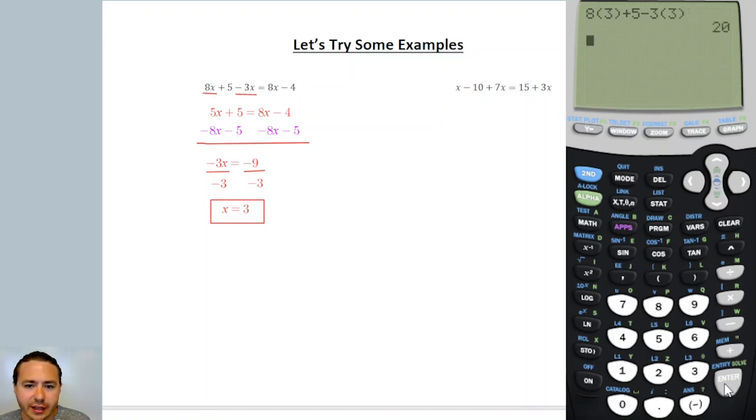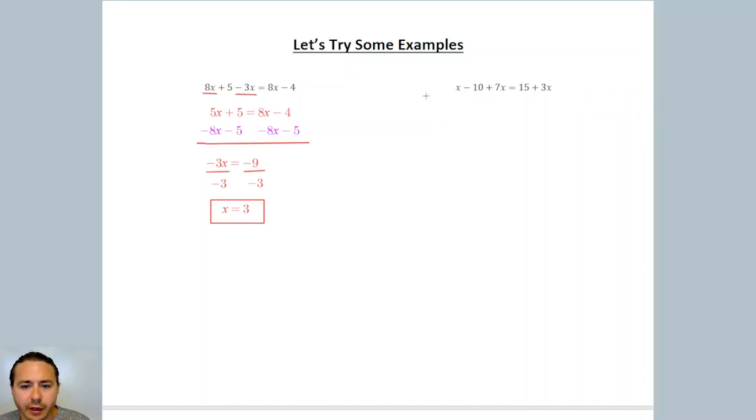What we want to check is that the left side of the equation is the same as the right side. So we got 20 on the left, and on the right we got 8 times 3 minus 4, which is also 20. So x equals 3 checks out, and we're good. Like I said, I'm not going to show you every single one of these. You don't need to sit through that. But as you're working through your problems, it doesn't take but like 10 seconds to plug it in just to make sure you get the right answer.